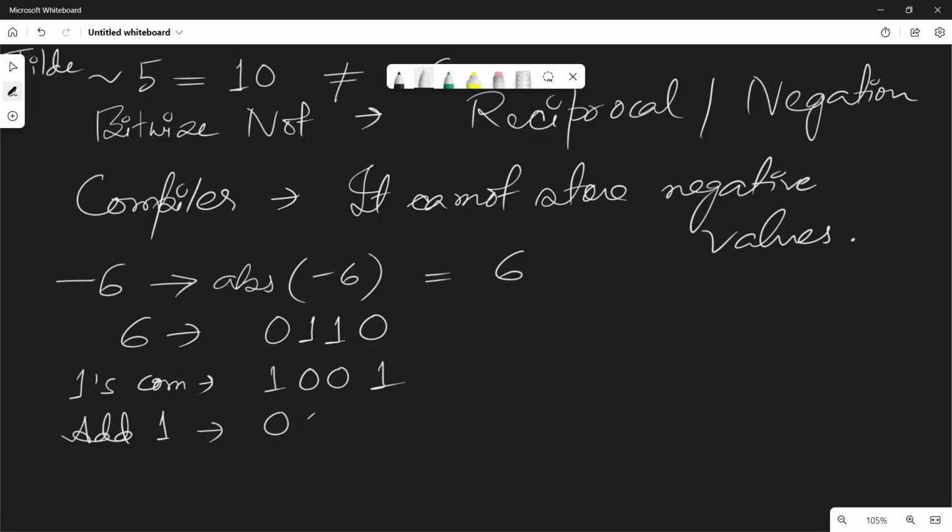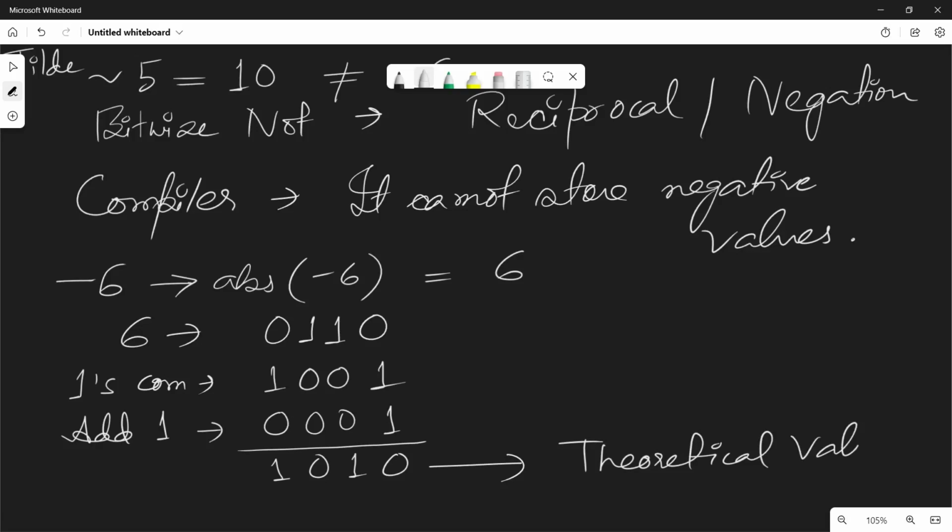That means it will be 0 0 0, right? Now let's see what we get. 1 plus 1 is 10, right? And the carry will be 1, and this becomes 0. So you can see here we are getting the theoretical value, right? And this answer can be told in the tech rounds.